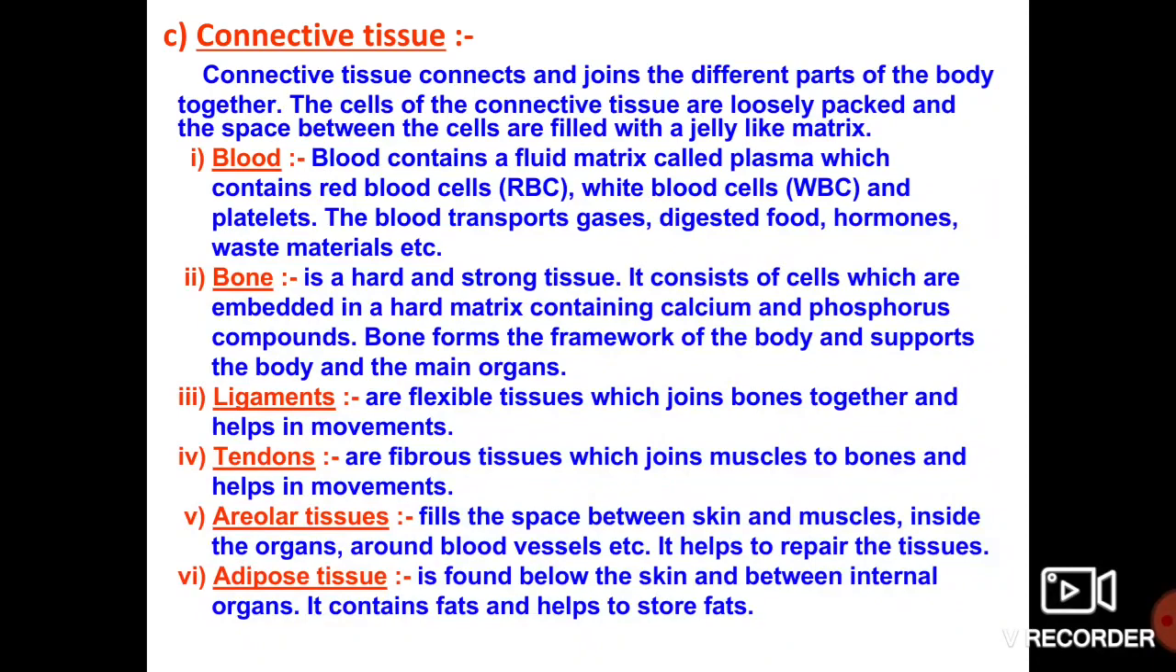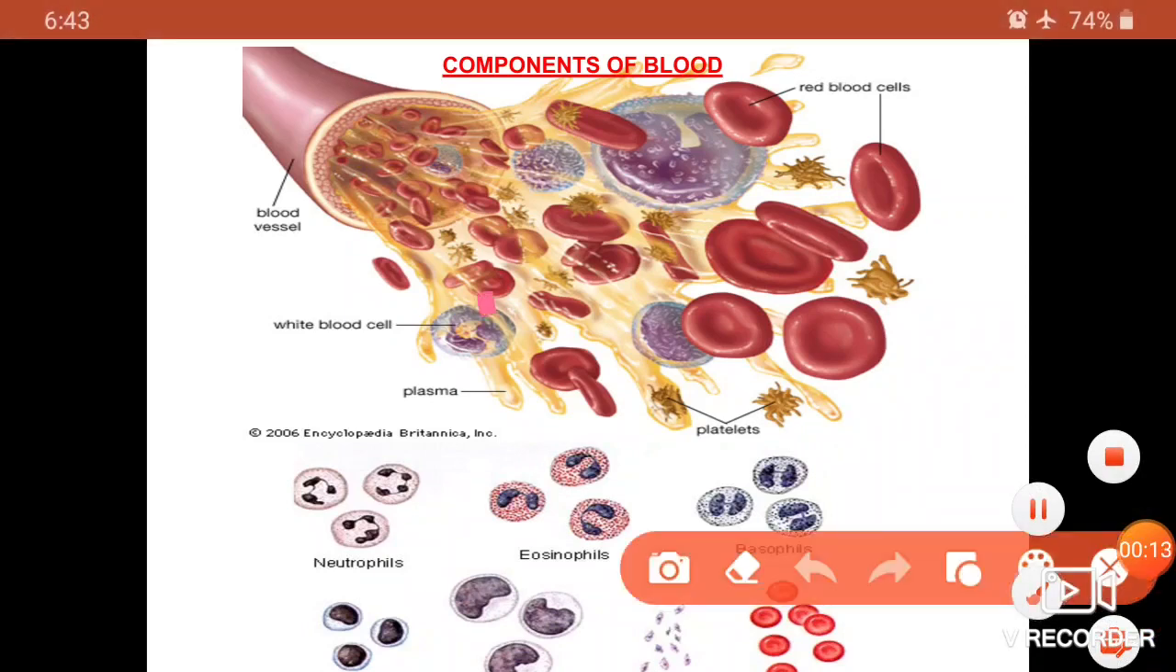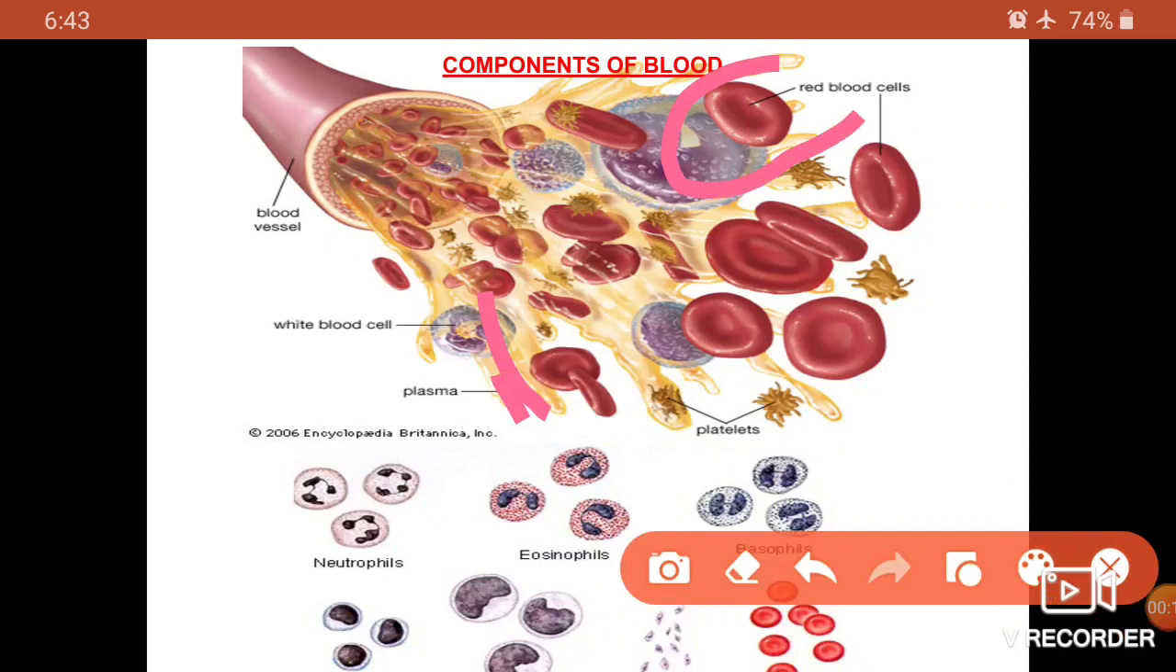So these are all very important connective tissues which are very helpful to us for various purposes. I hope you understand the different kinds of connective tissues. Dear students, you can observe in this picture the different kinds of red blood cells, blood vessels and plasma. Plasma is nothing but the fluid substance that is present here. That we call plasma, and this is the red blood cells.